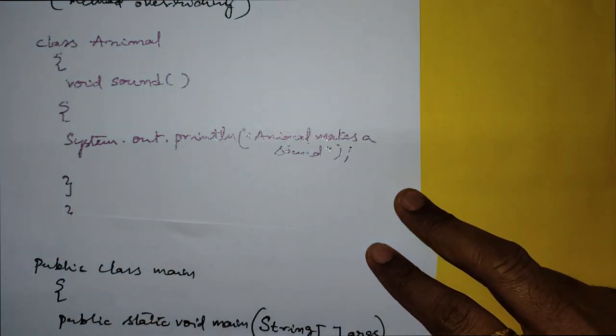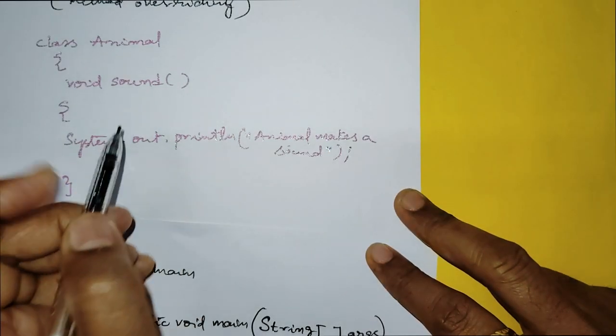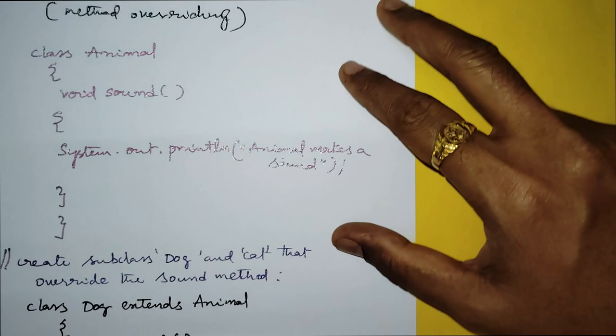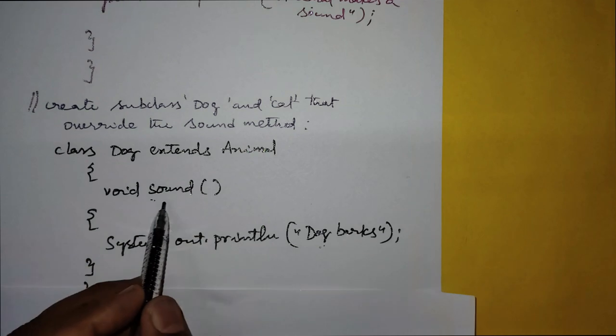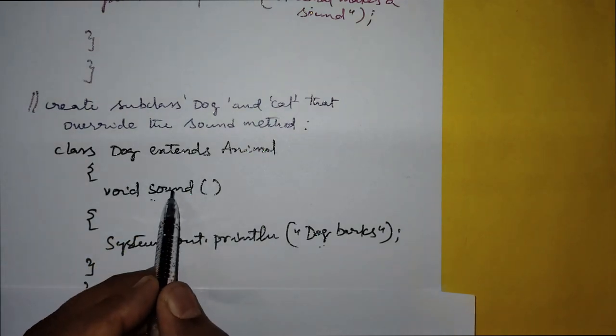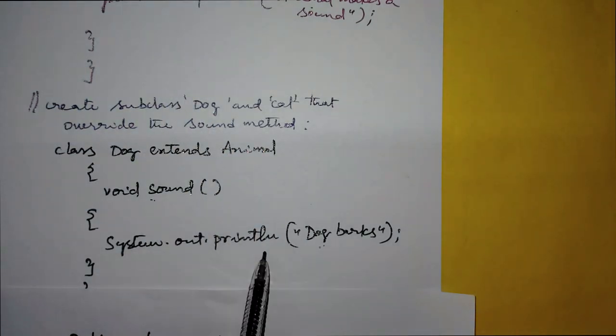It won't be printed because of method overriding. The void sound method of the superclass is overridden by the subclasses. That is what extends does. This void sound, in dog extends animal, will override the previous SOP.